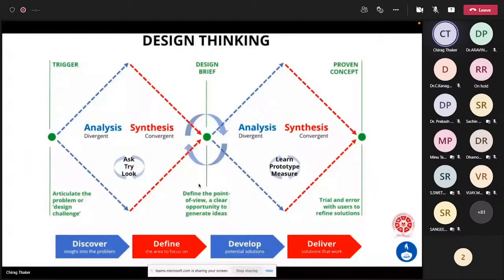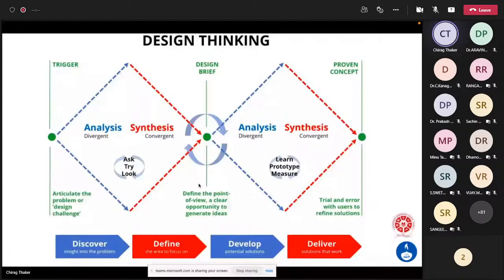After design brief, the second diamond starts. It's called analysis, which is again a divergent thinking, and synthesis, which is again a convergent thinking. But in this second diamond, you will focus on three major activities: learn, prototype, measure. And it is repetitive in nature. So, maybe many iterations of learn, prototype, measure. And this analysis and synthesis basically gives you the develop and deliver part respectively. Develop potential solutions and deliver solutions that actually work. So at the end of the second diamond, you will arrive at a point which is called proven concept. So trial and error with users to define the solutions. That is the main idea.